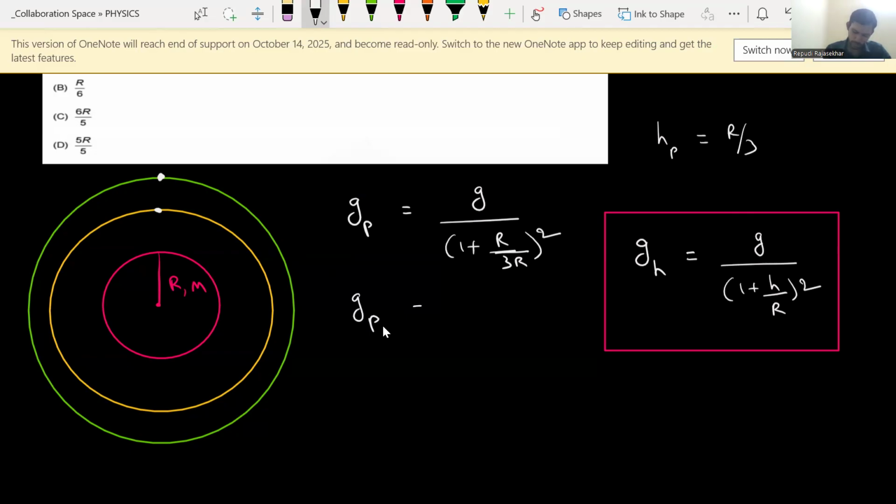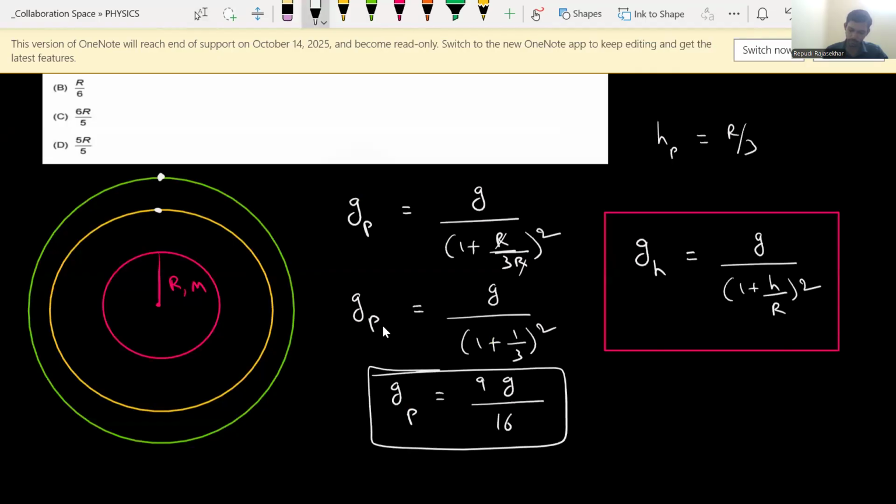So gravity of planet P equals G by (1 plus, here r value gets cancelled, this is 1 by 3) whole square, so G by (3 plus 1, this is 4 by 9), so 9 by 16 it becomes. Here take LCM, 3 plus 1, 4 by 3 whole square, so that 16 by 9 comes, 9 goes to the numerator, so 9G by 16, this is gravity of planet P.